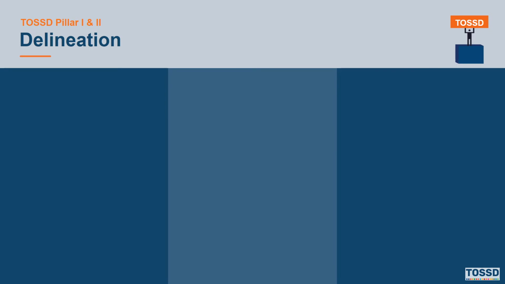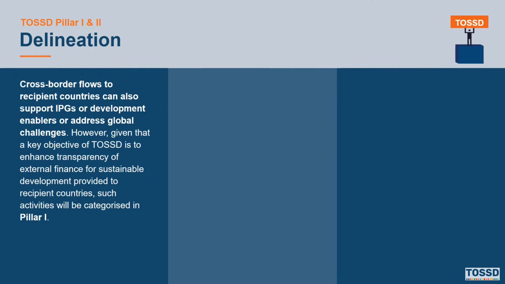Now, what about the delineation between TOSSD Pillar 1 and TOSSD Pillar 2? Cross-border flows to recipient countries can also support international public goods or development enablers or address global challenges, which means that they could in principle be included in the two pillars of TOSSD. However, given that the key objective of TOSSD is to enhance transparency on external finance for sustainable development provided to recipient countries, such activities will be categorized in Pillar 1.